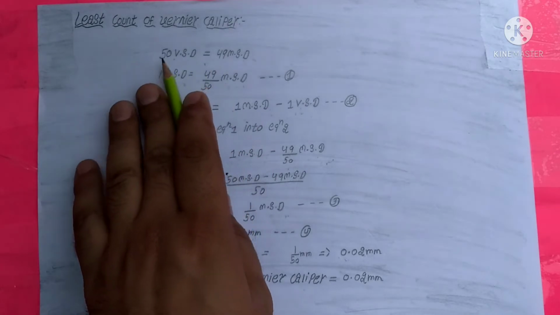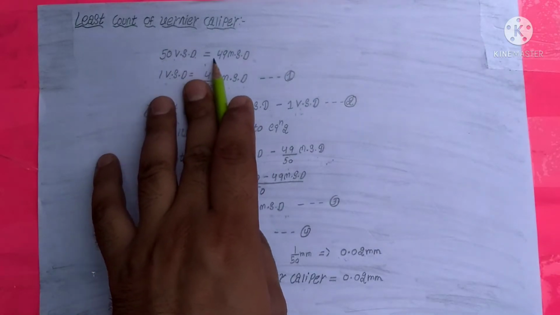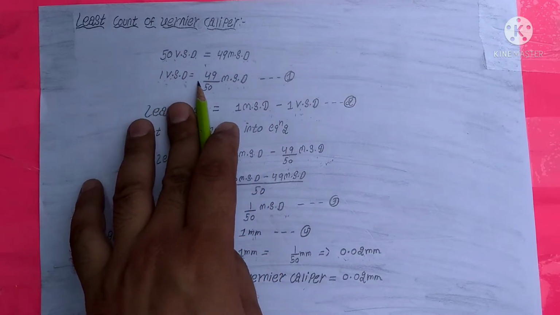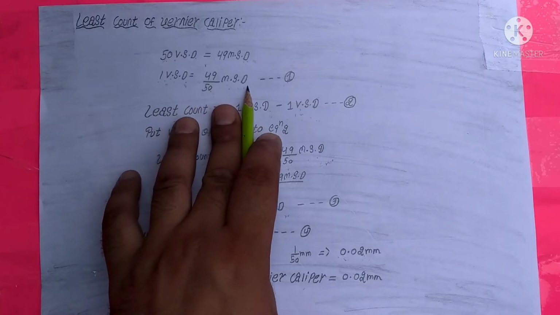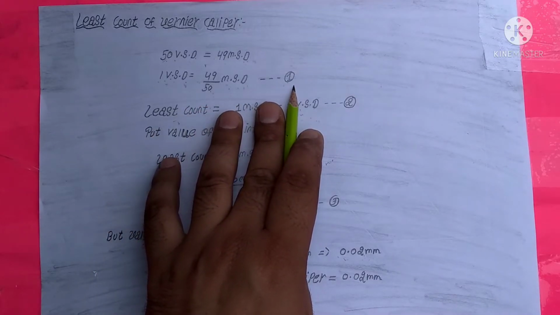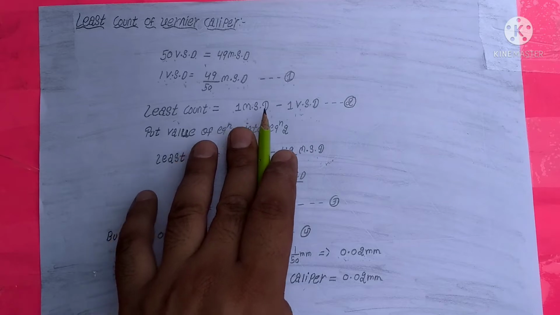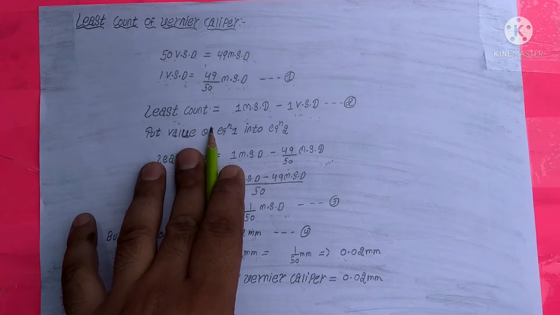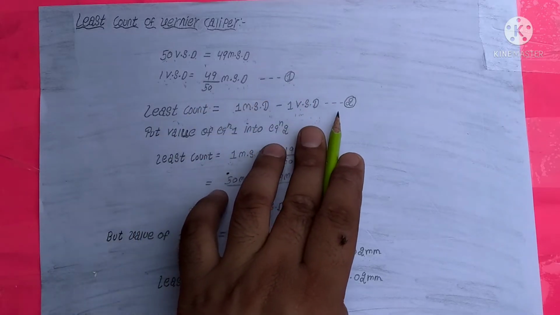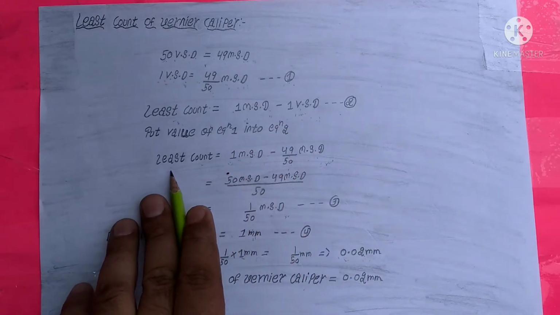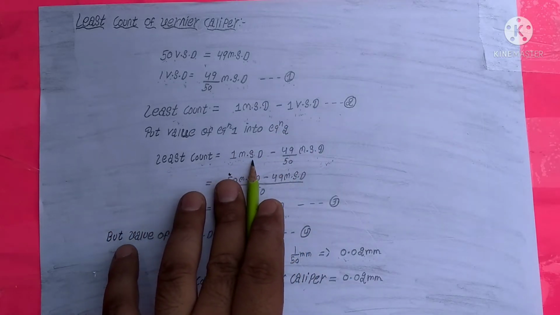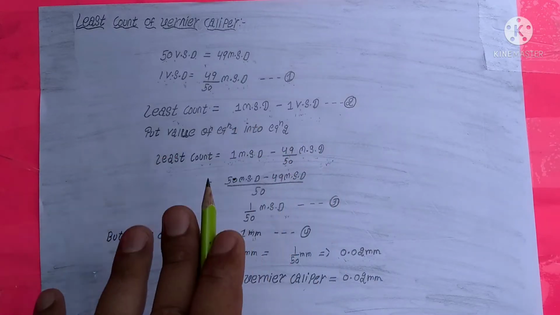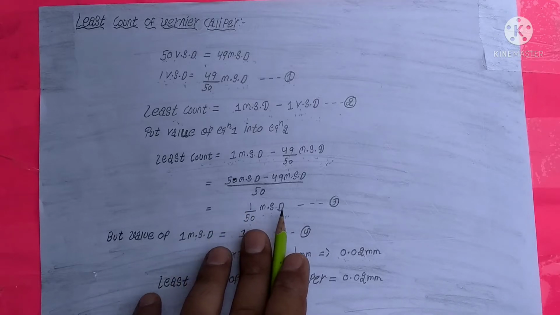I'll write it here: 50 vernier scale divisions are equal to 49 main scale divisions, and the value of one vernier scale division is equal to 49 divided by 50 main scale divisions. So this is our equation number 1. But the difference between one main scale division and one vernier scale division is equal to the least count. Now when I put the value of equation number 1 into equation number 2, you can see our least count is equal to one main scale division minus 49 by 50 main scale division. After solving it, the result comes out to be 1 by 50 main scale division.